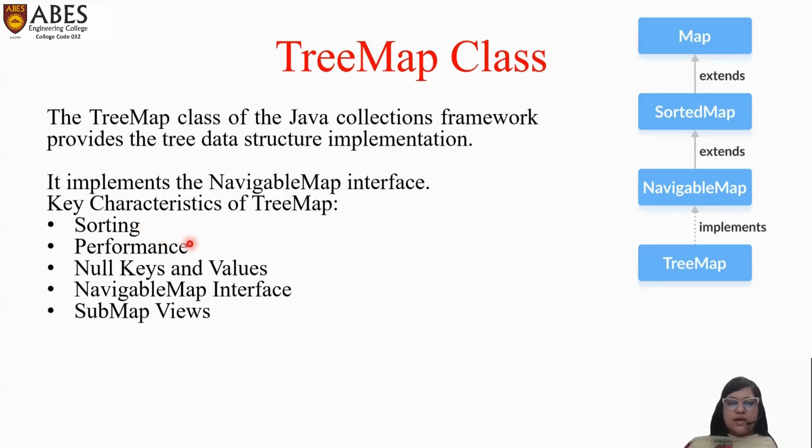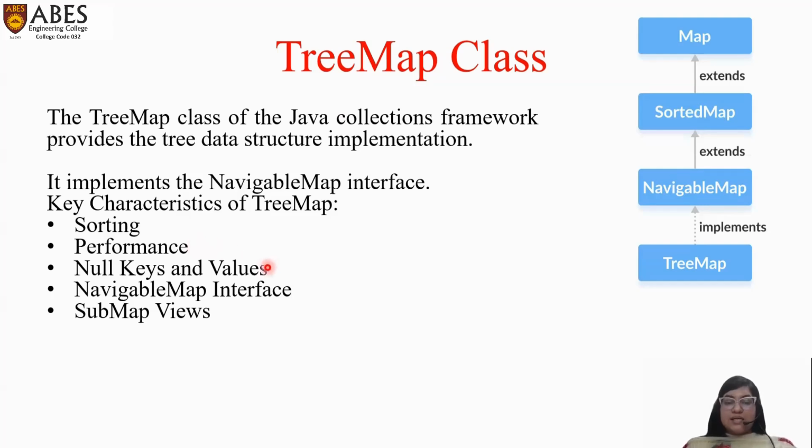All right, next we have performance. The TreeMap is implemented as a red-black tree, as I already told you. A red-black tree is a type of self-balancing binary search tree. This guarantees that the basic operations such as put, get, remove, and containsKey have a time complexity of order log n. So the performance is consistent and predictable due to the balanced nature of the red-black tree.